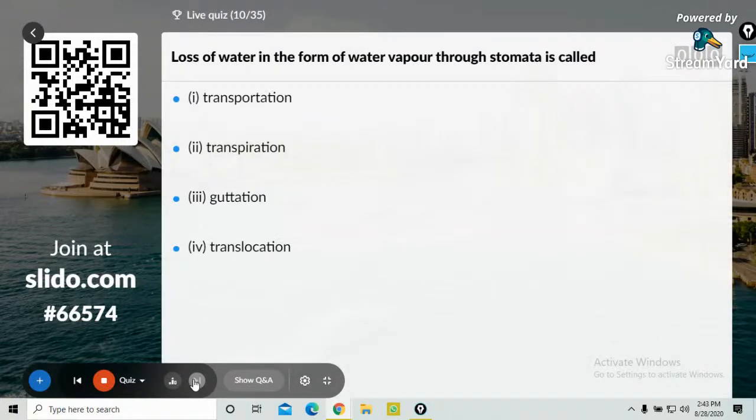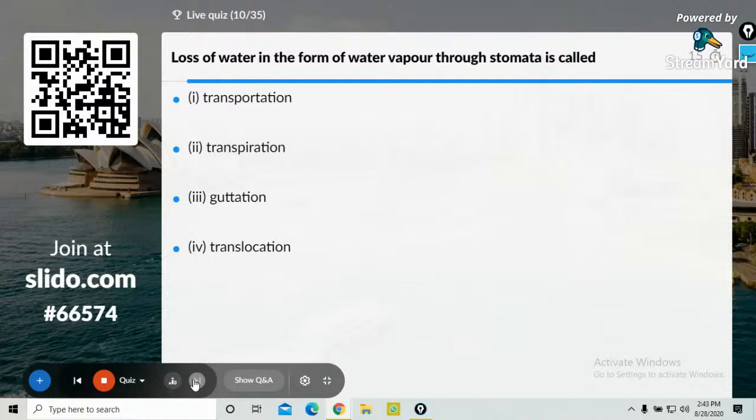Loss of water in the form of water vapor through stomata is called transportation, transpiration, guttation, translocation.